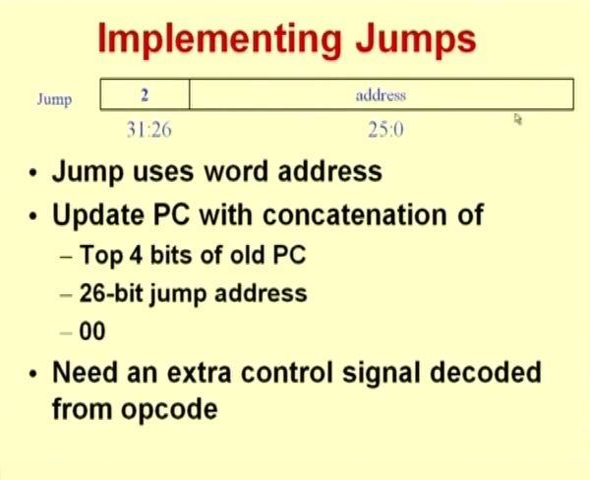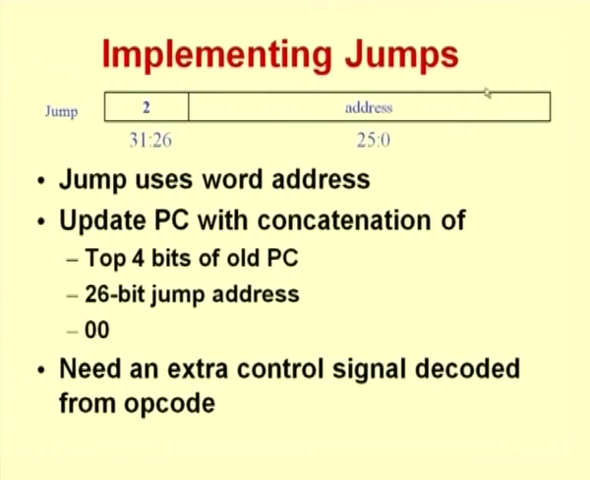Now, when it comes to implementing jumps, we saw how a branch on equal is generated. What about a plain jump? That is, an unconditional jump. When an unconditional jump is given, what will be the pieces of information in our instruction? There are only two. One is the opcode, which specifies that it is a jump, and the other is the address to which we need to jump. This is an absolute address which is specified. Jump will assume word addresses.